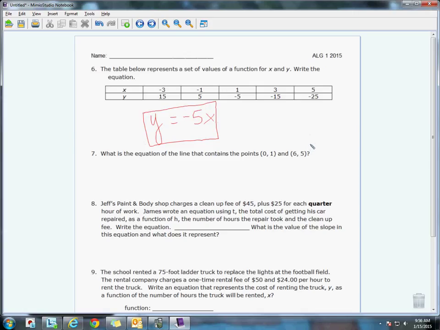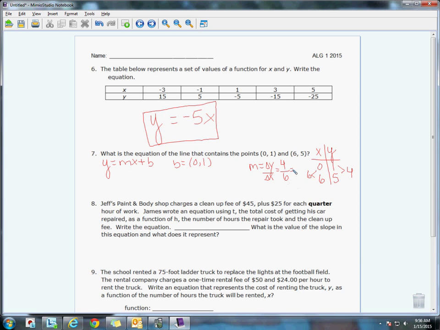Alright, number 7, what's the equation for the line that contains the points 0, 1, and 6, 5? Okay, so again, we can make our table. In the xy table, we have 0, 1, and 6, 5. If you notice, you already have your y-intercept. So when we write the equation, we have y equals mx plus b. We already know b is equal to 1. You can go ahead and do your slope. Change in y over change in x. Okay, if you notice that your change in y here, you're going up by 4. Change in x, we're going up by 6.